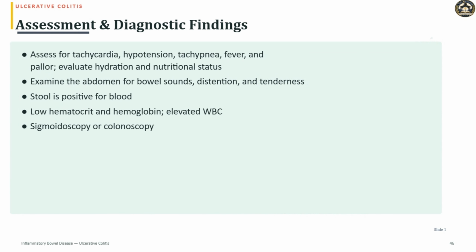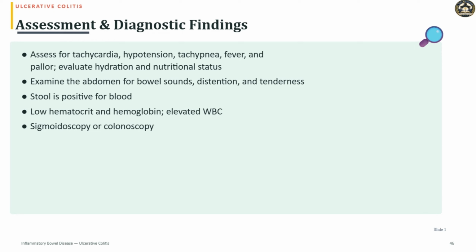Assessment and diagnostic findings for ulcerative colitis involve a comprehensive approach. It's crucial to assess for signs of systemic involvement such as tachycardia, hypertension, tachypnea, fever, and pallor, while also evaluating the patient's hydration and nutritional status. Physical examination includes checking the abdomen for bowel sounds, distension, and tenderness.